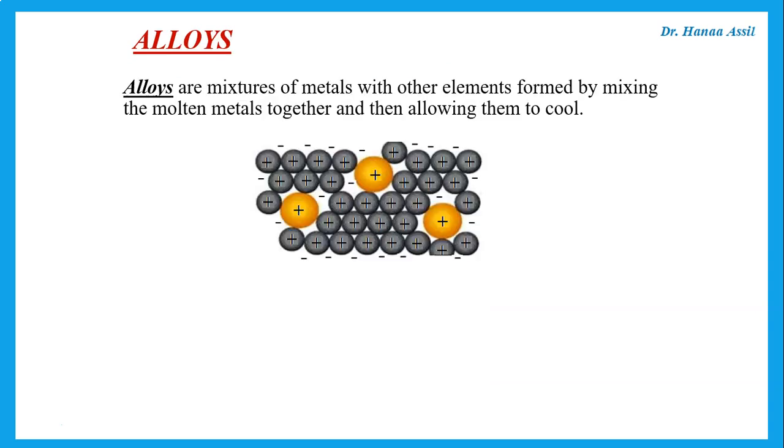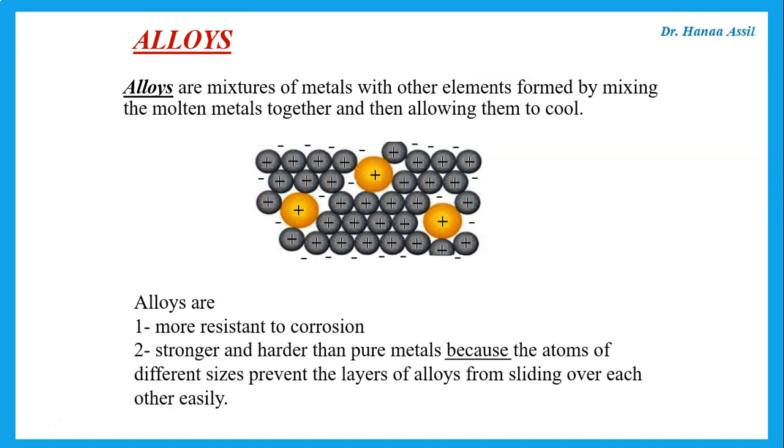What is meant by alloys? Alloys are mixtures of metals with other elements, and this is formed by mixing the molten metals together and allowing them to cool. Remember that alloys, why do we use alloys? Because they're more resistant to corrosion and they're stronger and harder than pure metals. And if we say, why are alloys harder or stronger than pure metals? Because atoms of different sizes prevent the layers of the alloys from sliding over each other.